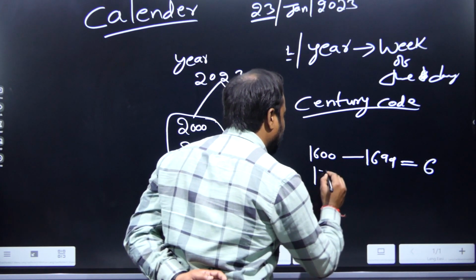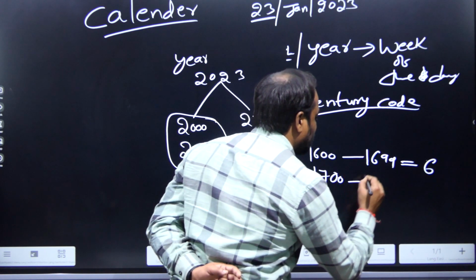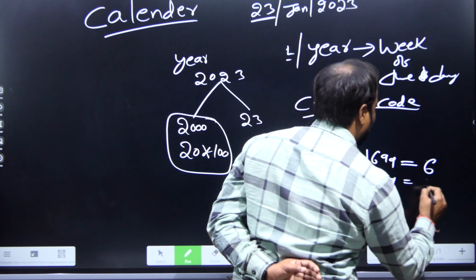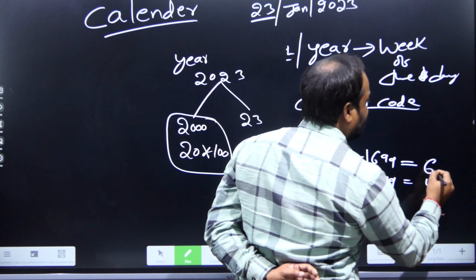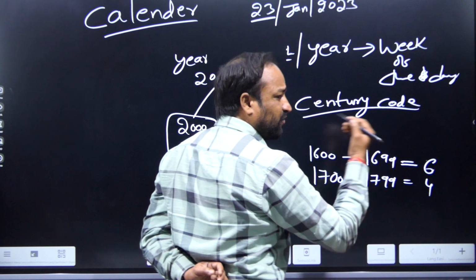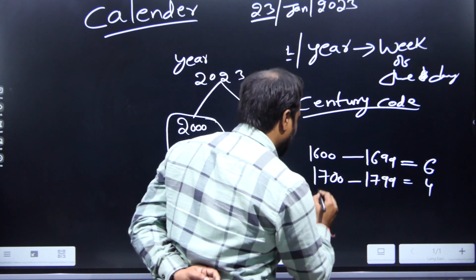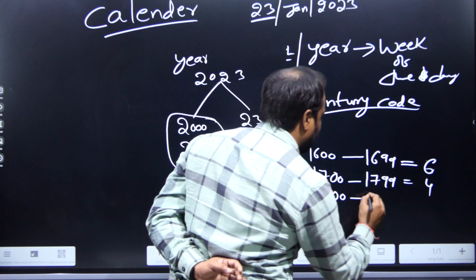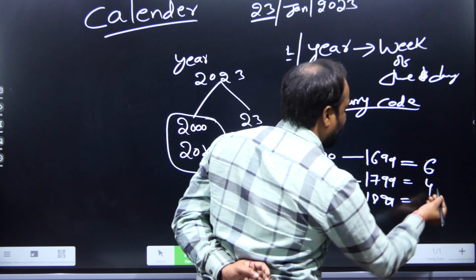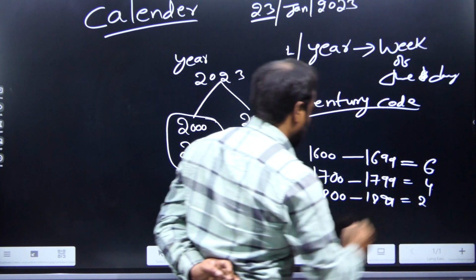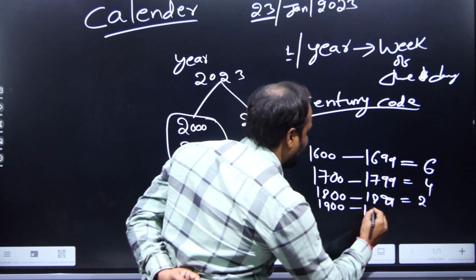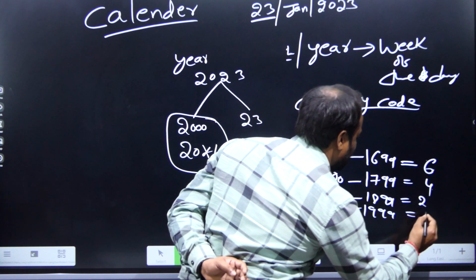Now I am starting with the next year, that is 1700. 1700 to 1799. For this, just subtract 6 minus 2. What is the value of 6 minus 2? 4. That is the century code for 1700 to 1799. Now I am starting 1800 to 1899. That century code is 4 minus 2. It is 2. It is 1900 to 1999. The century code is 0.